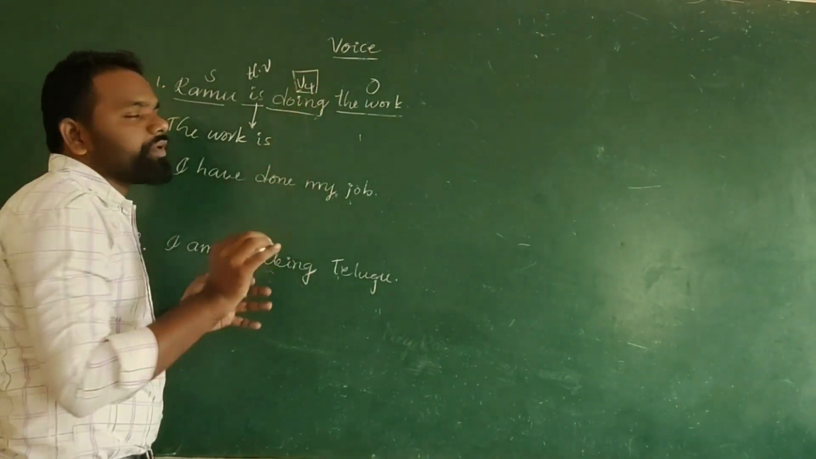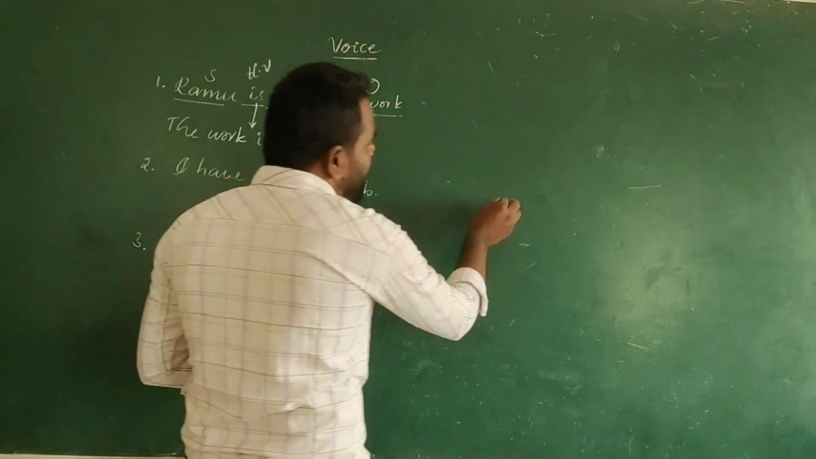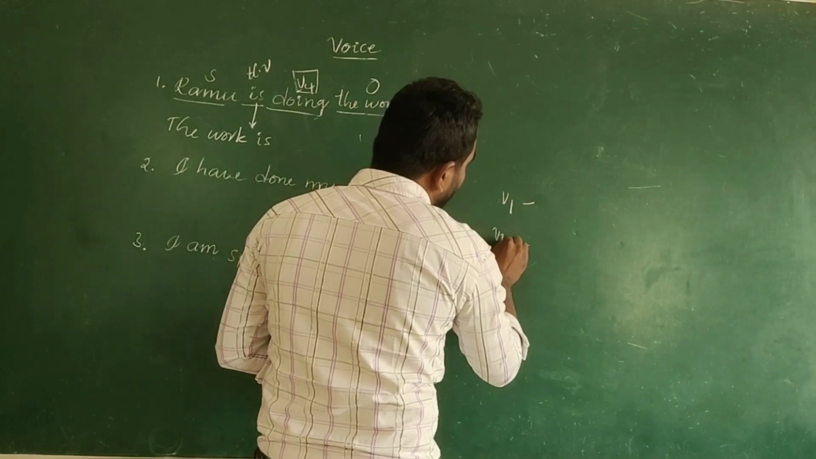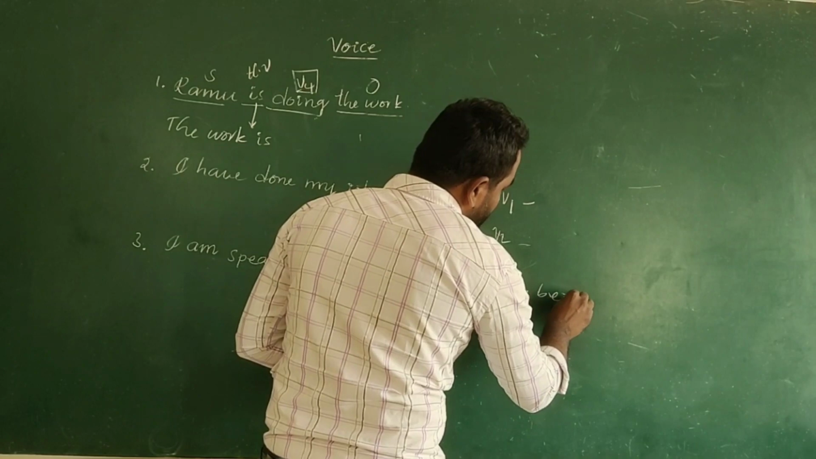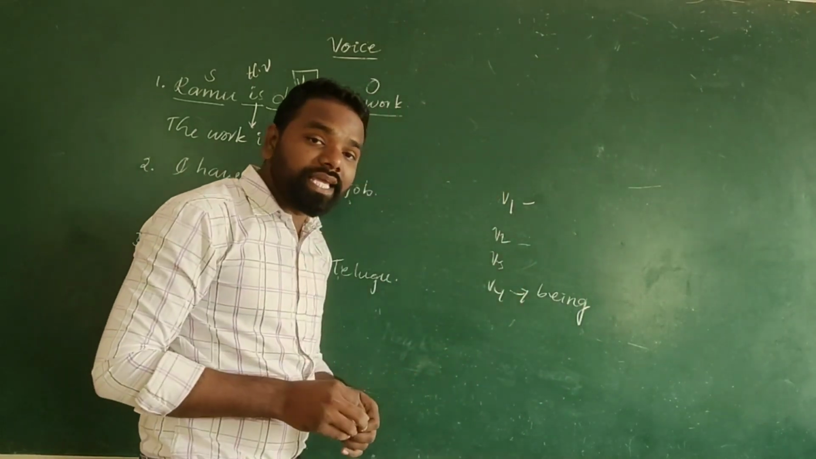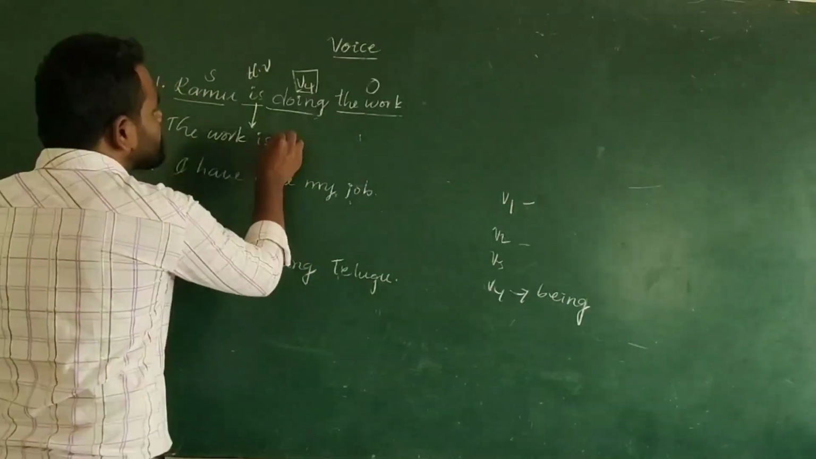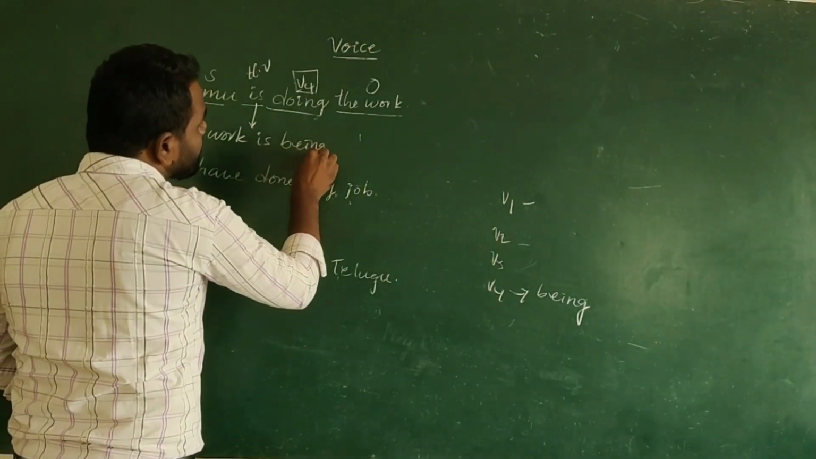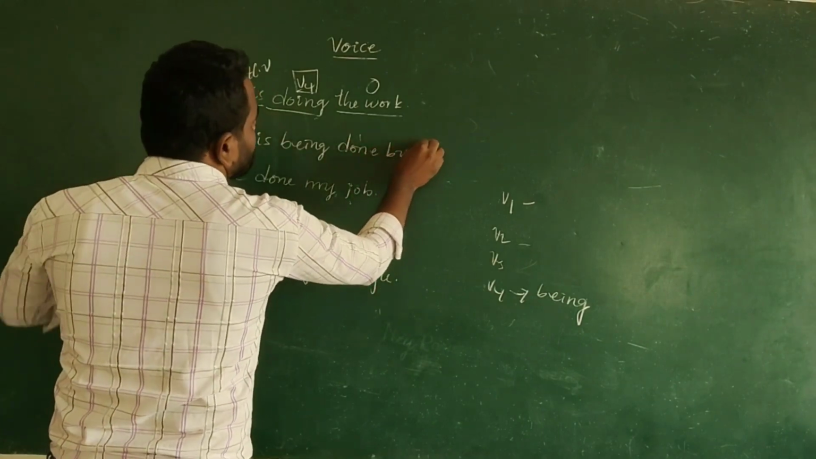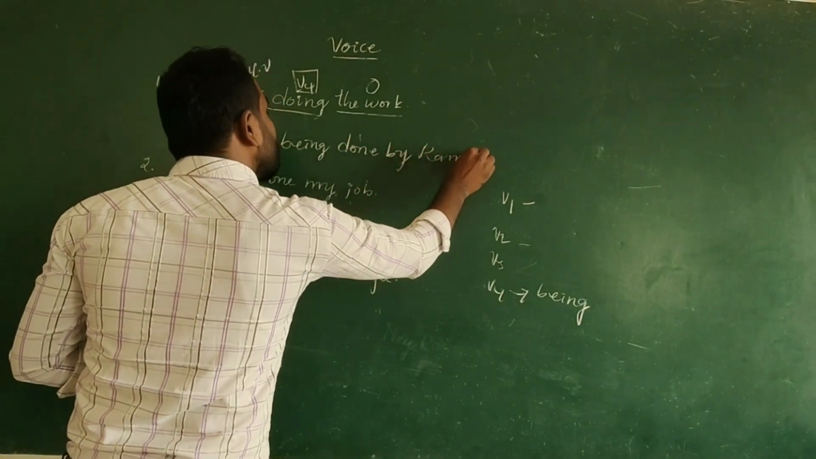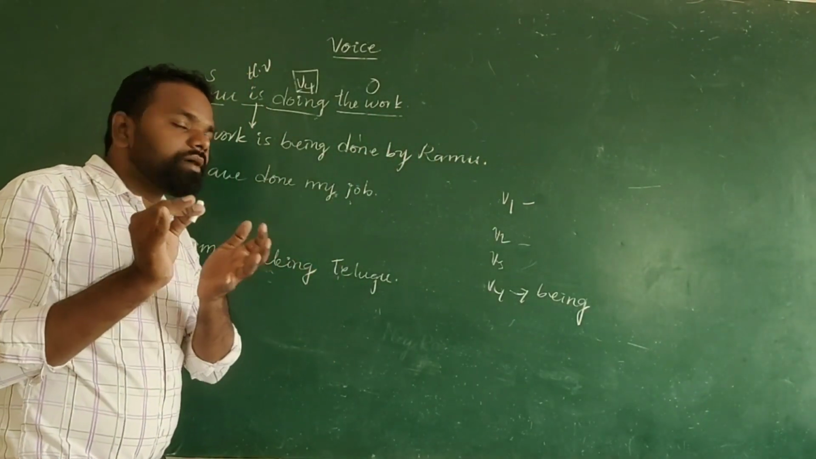V4. Now we need to take the be form. What are the be forms here? As I told you, V1, V2, V3, V4. V3 is been, V4 is being. Now being. Now it comes: the work is being done by Ramu. This is the way we should know how to change active voice to passive voice.